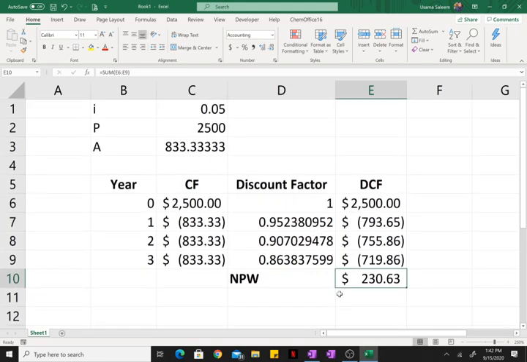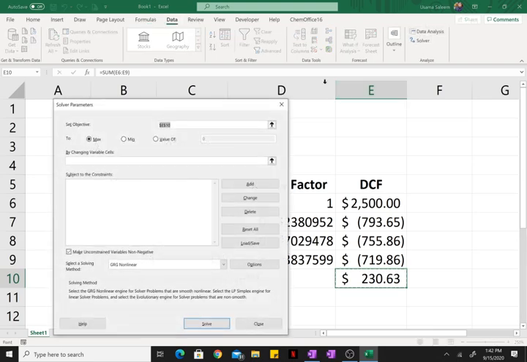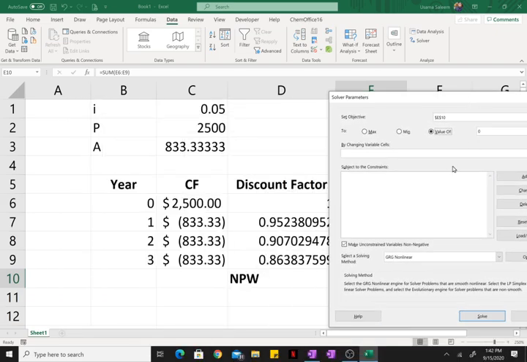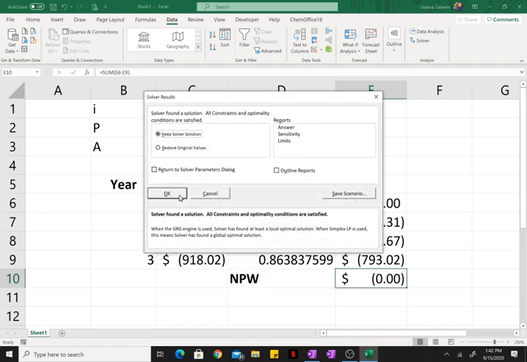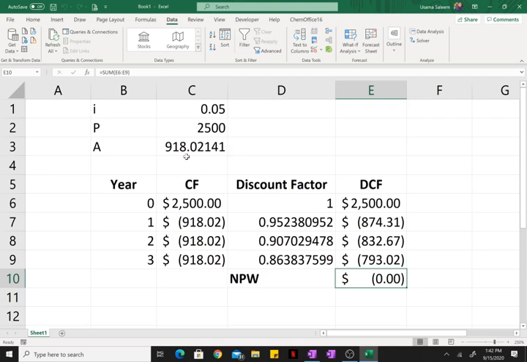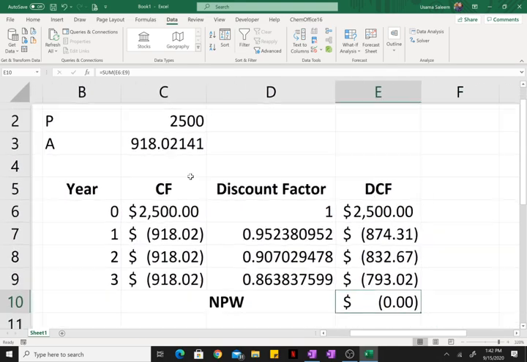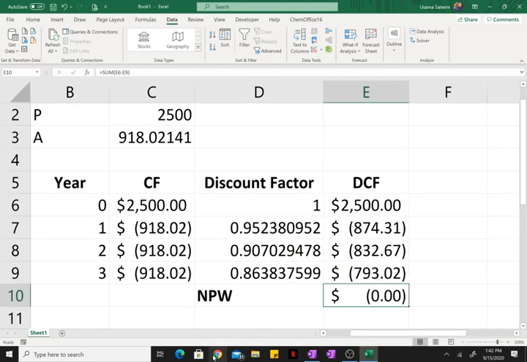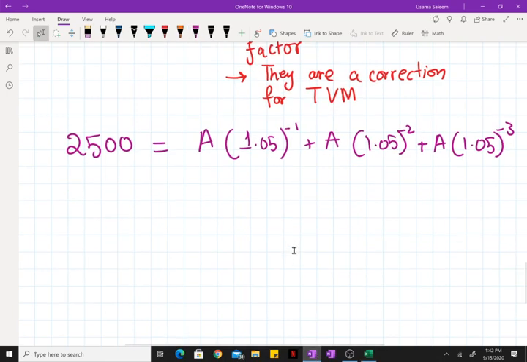Now our objective is to make this NPW zero by varying the payments that we're going to make. For that I'm going to be using Solver, and you can use Goal Seek if you like. My objective cell, value of 0, by changing cell A, and I don't have any constraints. Okay, so $918.02, that's the payment David will have to make each year.